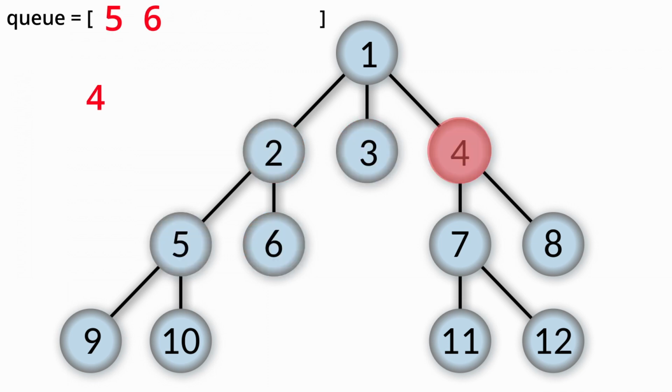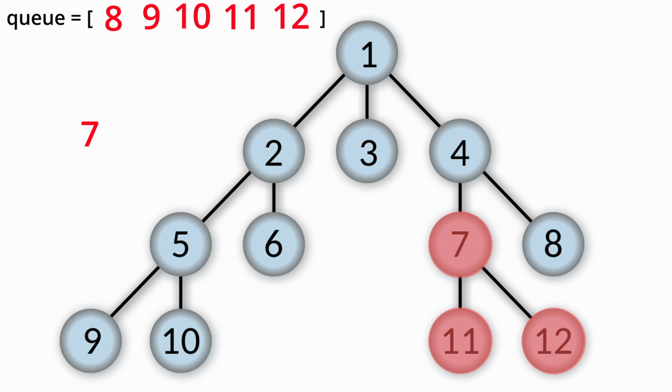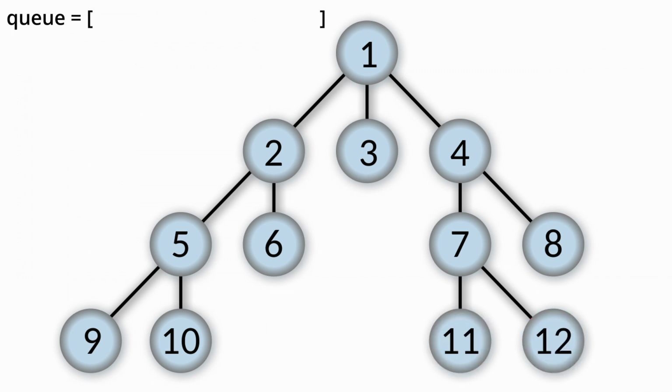But notice that since a queue adds and removes items in first in, first out order, the next level's items will not be processed until we finish processing the current level's items. And this process is repeated until we reach the final level of the tree. And that is how we traverse a tree in a breadth first or level order manner. So now let's see if we can apply this knowledge to our first problem.